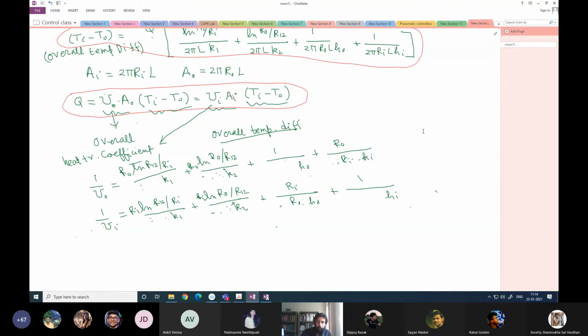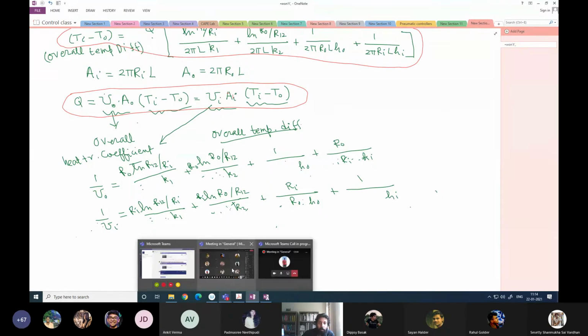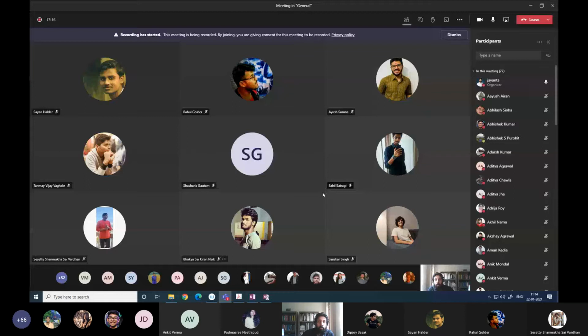You have already seen such overall resistances for rectangular coordinates. So now we are ready to solve the problem. Any question on the overall resistance? I think you are familiar. We are just going through it because it's very important. Any question on overall resistance?